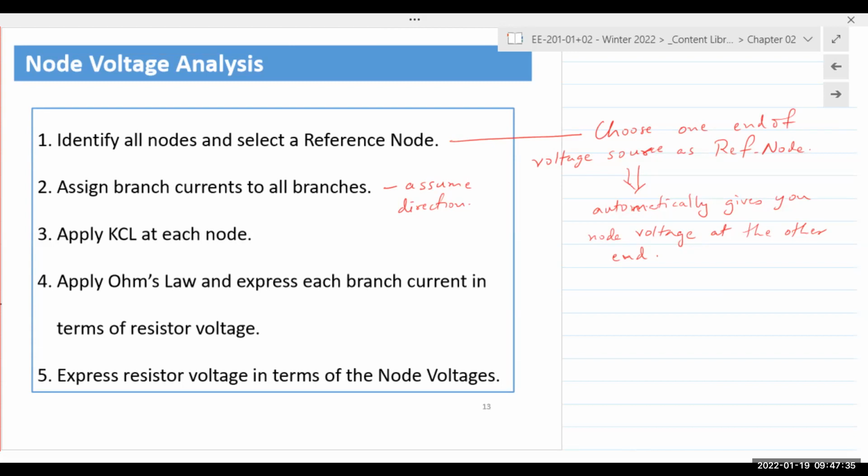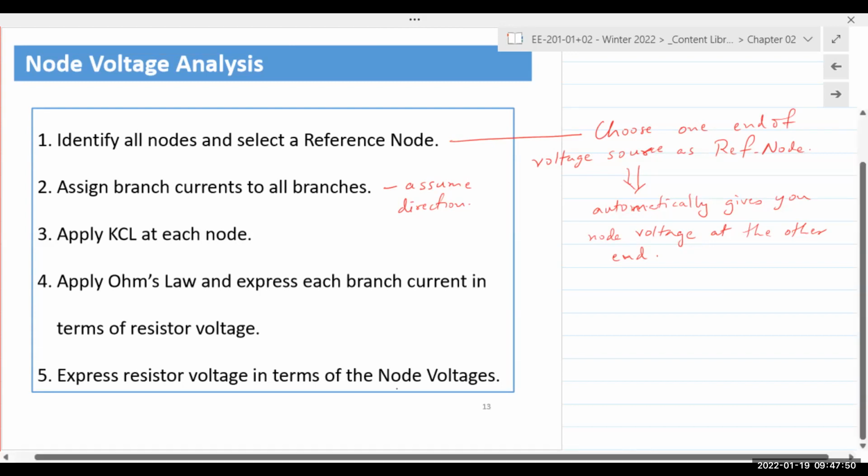Then you apply KCL at each node. Once you have your KCL equations, you apply Ohm's law and express each branch current in terms of the resistor voltages. And then you express each resistor voltage in terms of the node voltages. And after this, I would say step 6, plug in all known values and reduce the expression.